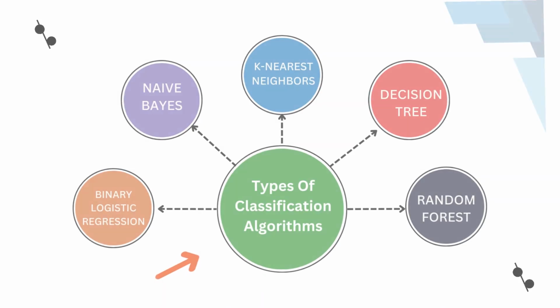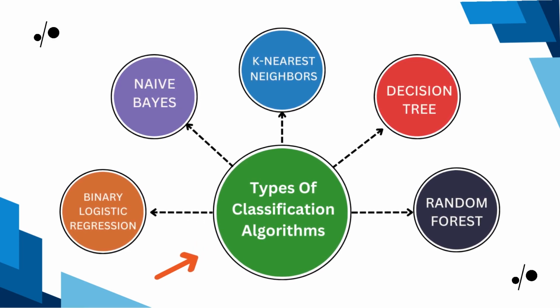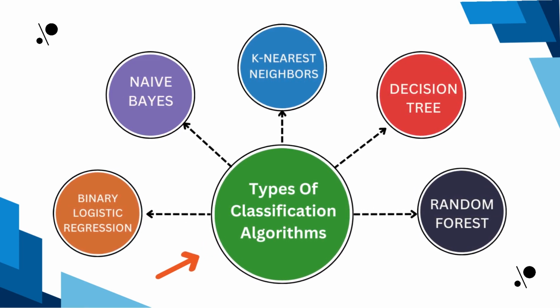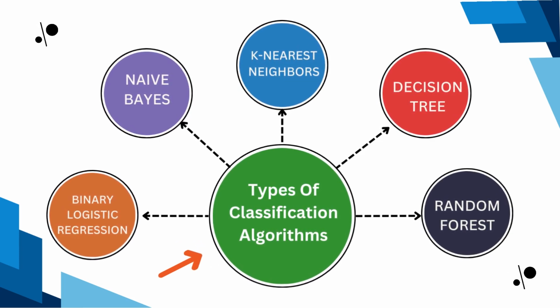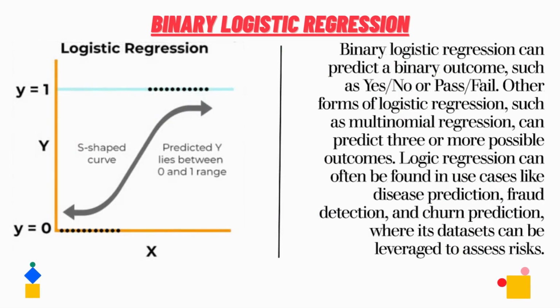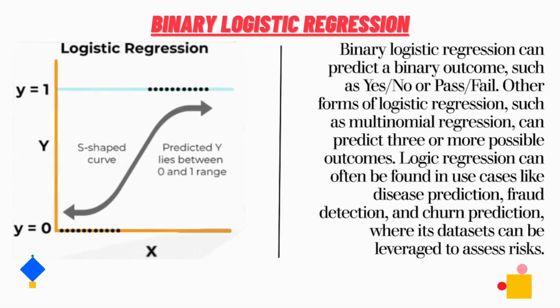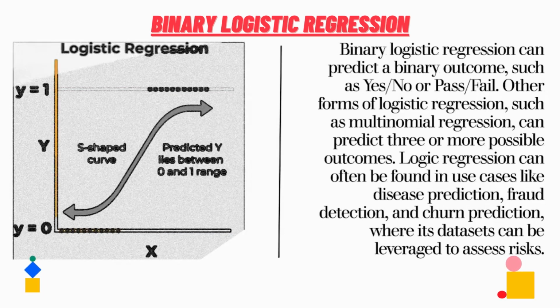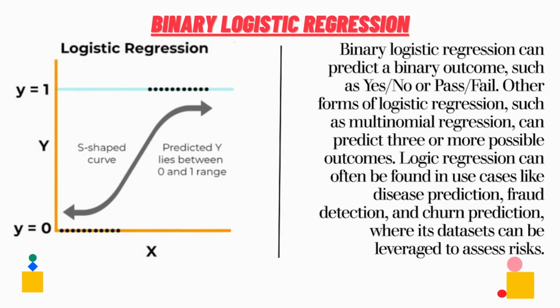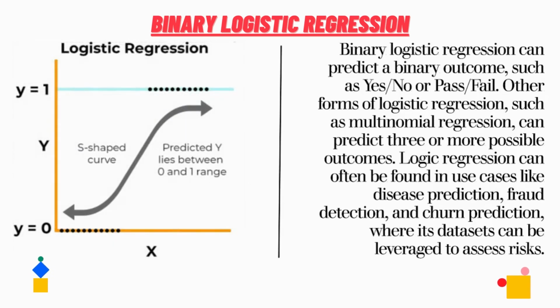The types of popular classification algorithms are binary logistic regression, naive Bayes, k-nearest neighbors, decision tree, and random forest. Binary logistic regression can predict a binary outcome, such as yes or no or pass or fail. Other forms of logistic regression, such as multinomial regression, can predict three or more possible outcomes. Logistic regression can often be found in use cases like disease prediction, fraud detection, and churn prediction, where its datasets can be leveraged to assess risks.